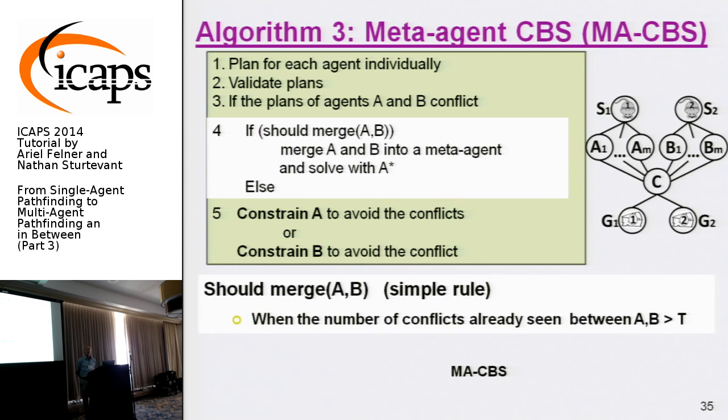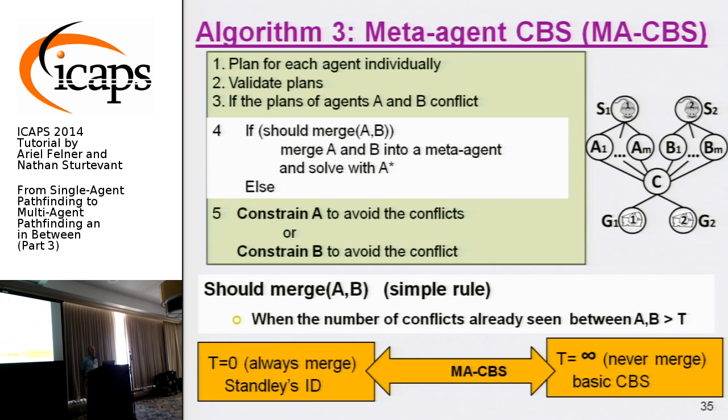And now the question is, should I merge, or who do I merge? And this is very related to independence detection. If I see a number of agents which are correlated with each other, let's merge them. We tried a very simple merge scheme. When the number of conflicts already seen between A and B exceeds some threshold T, then merge them.